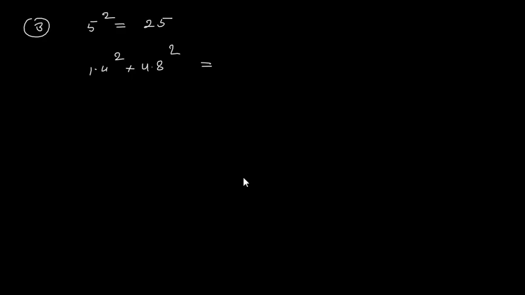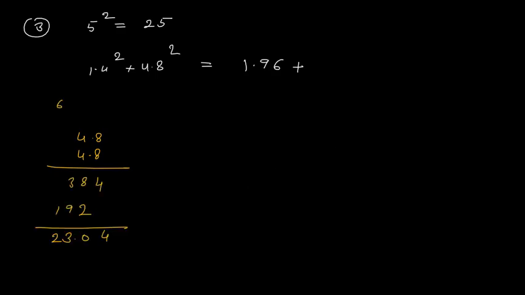Now 1.4 square, if you remember the square of 14, it is 196. So it is 1.96. And for 4.8, let us find out. So 4.8 multiplied by 4.8, 8 8s are 64, and so on. So here the square of 4.8 is 23.04.